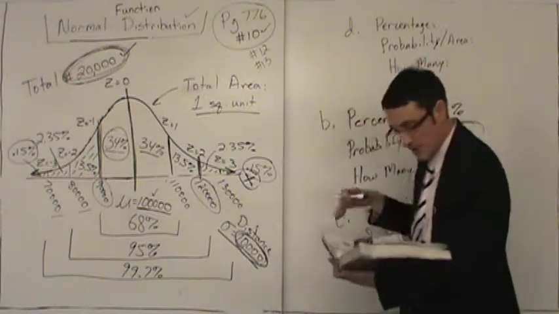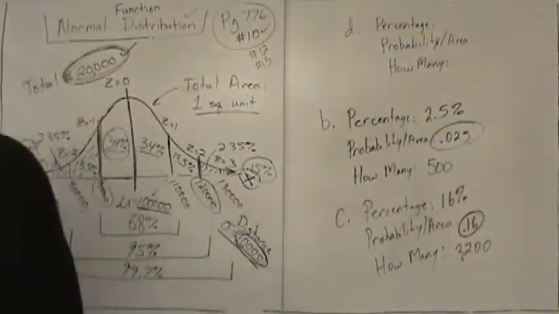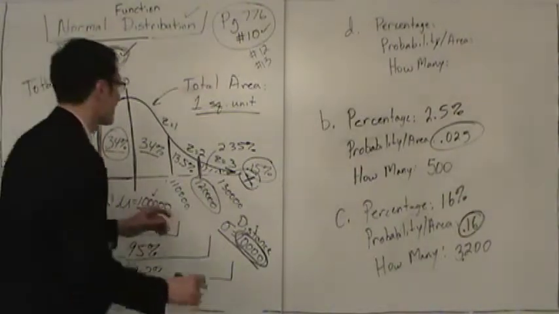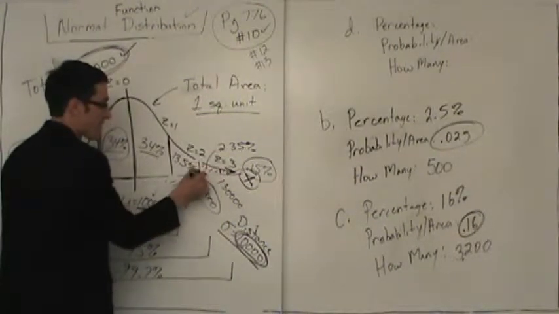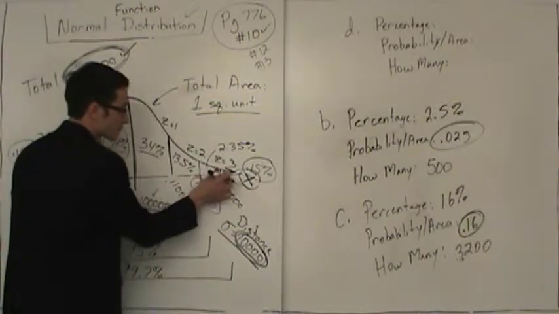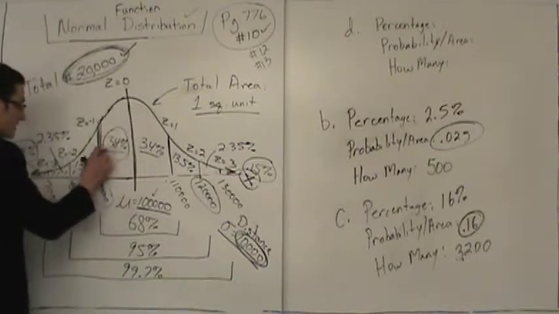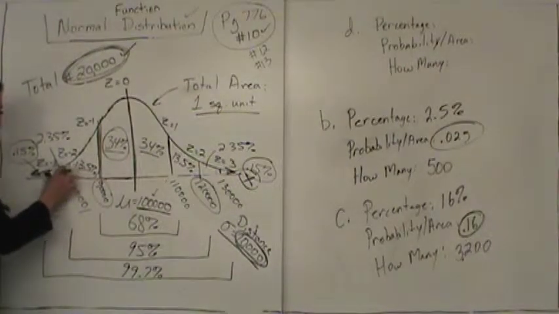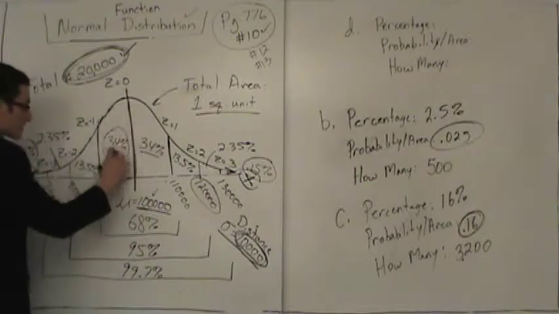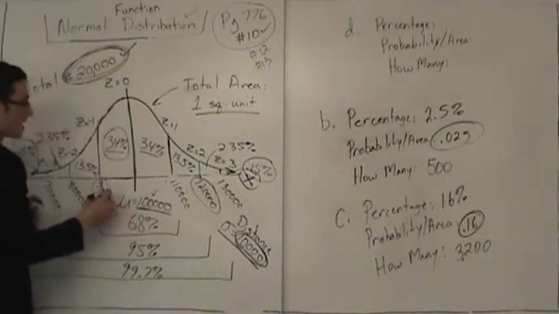It says, what is the probability that your battery will last between 80,000 and 110,000? Okay, so I'm going to erase this stuff so I don't get confused.